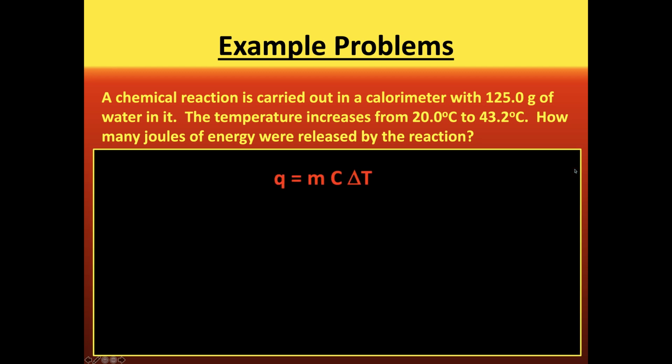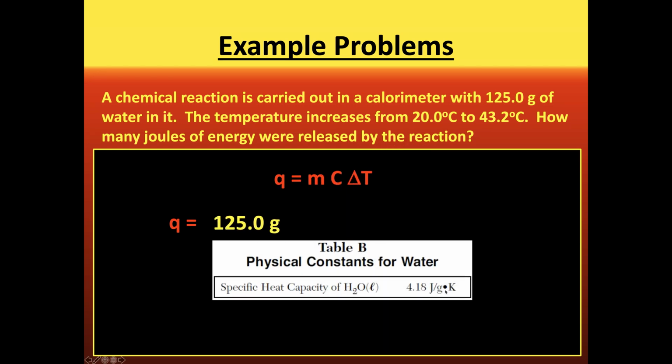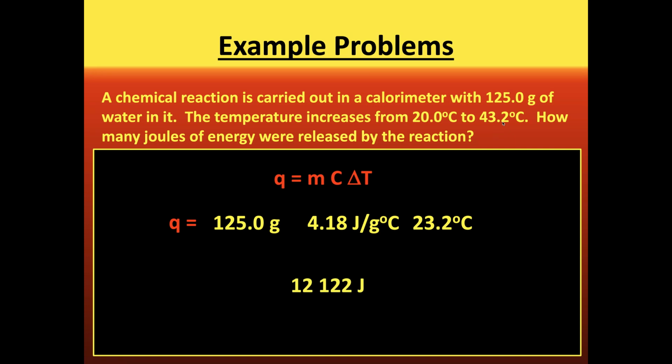Well, Q equals MC delta T, and the mass of water is 125.0 grams, so we just substitute that in. The specific heat of water is 4.18 joules per gram, and it doesn't matter if you use Celsius or Kelvin, so let's just pop that in. And our temperature change, we go from 20.0 to 43.2, so that's a 23.2 degree temperature change. So we're going to plug that in for our delta T and multiply it out, and that gives us 12,122 joules.